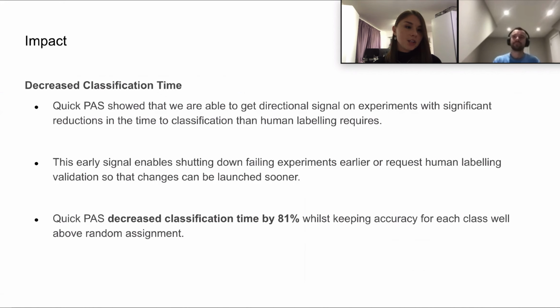Quick PASS showed that we are able to get directional signal on experiments with significant reductions in the time to classification than human labeling requires. This early signal enables shutting down failing experiments earlier or requesting human labeling validation so that changes can be launched sooner. Quick PASS decreased classification time by 81% whilst keeping accuracy for each class well above random assignment.